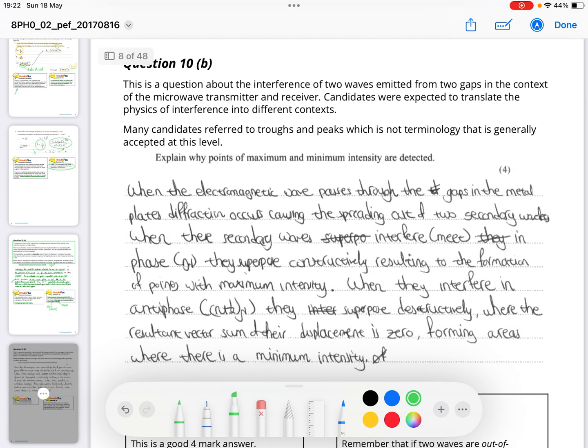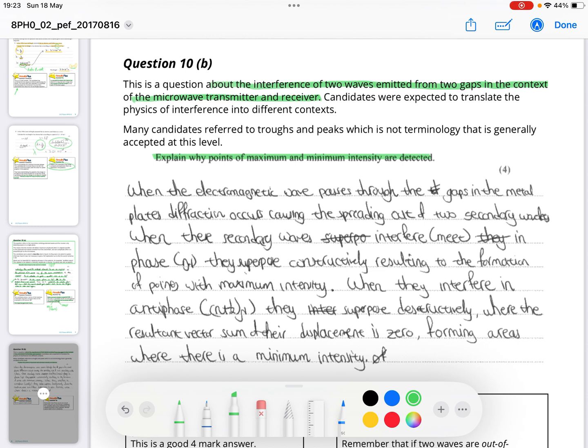Okay, question 10b then says explain why points of maximum and minima are detected. So I think this is like a 2-slit interference pattern that's produced rather than a diffraction grating. So you've got to transmit. So they're still using the same microwaves. Okay, so it's about the interference of 2 waves from 2 gaps in the context of the microwave transmitter and receiver. Candidates were expected to translate the physics of interference into this context.